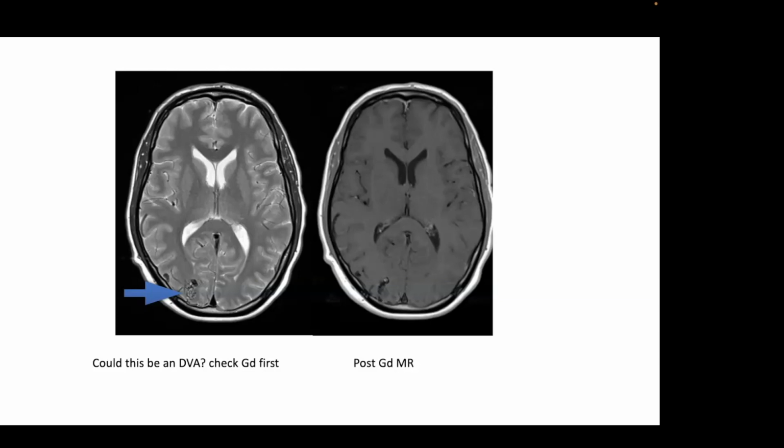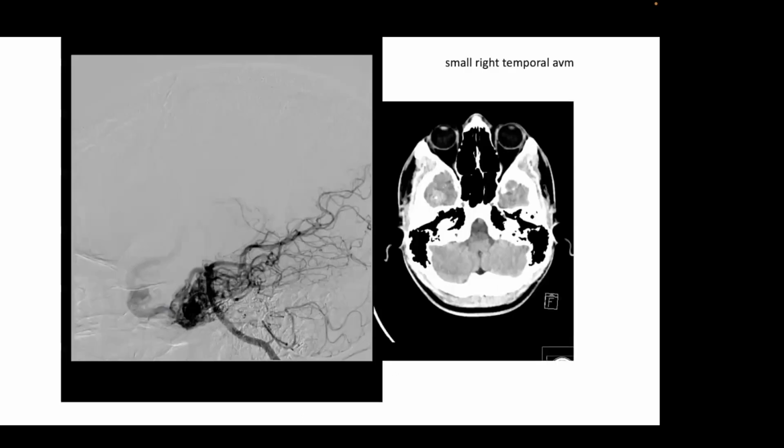DVAs all enhance after administration of contrast. So again, if there is no enhancement, you have to be thoughtful that you're dealing with high velocity flow. This is another arteriovenous malformation. Here's a patient. This was the finding in this patient. This is a temporal AVM. There's a calcification. There's some high attenuation. Again, I can see why this might be mistaken for hemorrhage, but this is an arteriovenous malformation. Here's the nidus. Here's the draining vein.